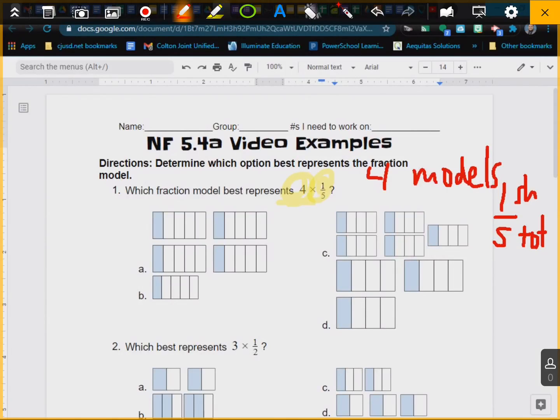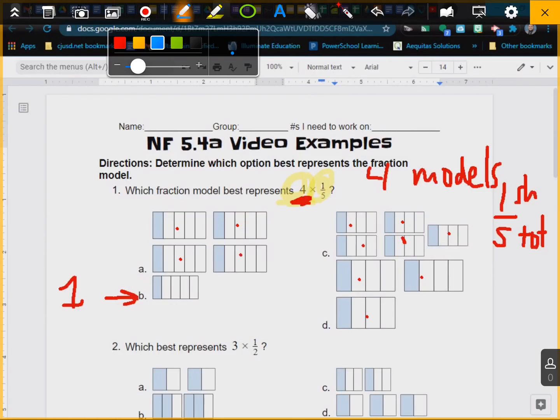So I'm looking at B. B only shows 1 model, right? That only shows 1. So it can't be B. C shows 1, 2, 3, 4, 5. Well, this is 4, right? So it can't be C. And D shows 1, 2, 3. Once again, has to be 4. A is the only one that shows 4 models. 1, 2, 3, 4. A is actually our right answer.